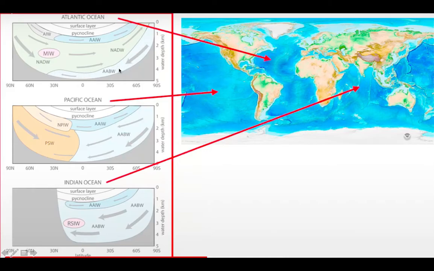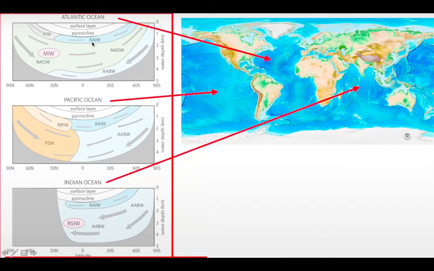But when you compare two different water masses, the properties will change. Now it's common sense. This is AABW. AABW is what? Antarctic bottom water. NADW is what? North Atlantic deep water. MIW means Mediterranean intermediate water. Here we have AIW. AIW is Arctic. See, this is North. So this is Arctic intermediate water.